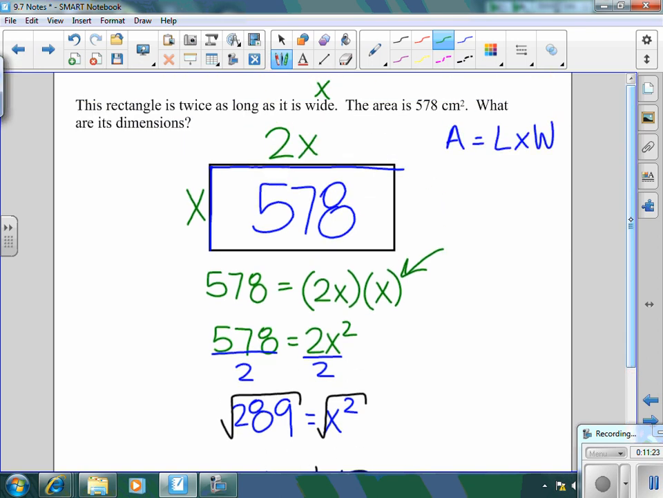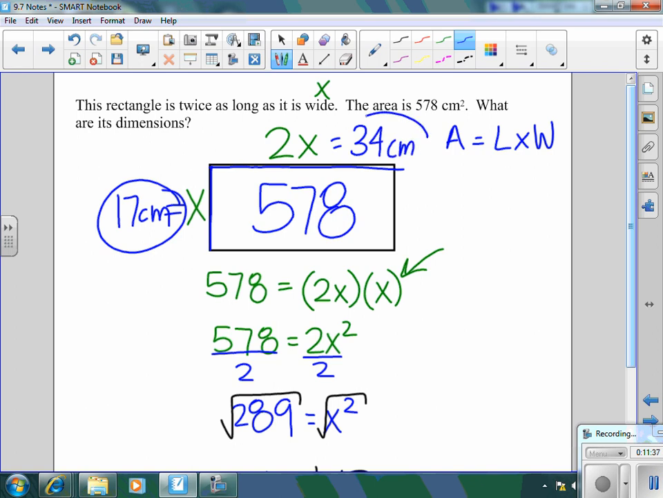And we can say that x, or the width, has to be 17 centimeters. And then we also have to remember to find the length. Don't just be done with the 17. The length has to be 34 centimeters. Quick double check. Is 17 times 34 the area that they gave us? And if you multiply those together, you get exactly 578.